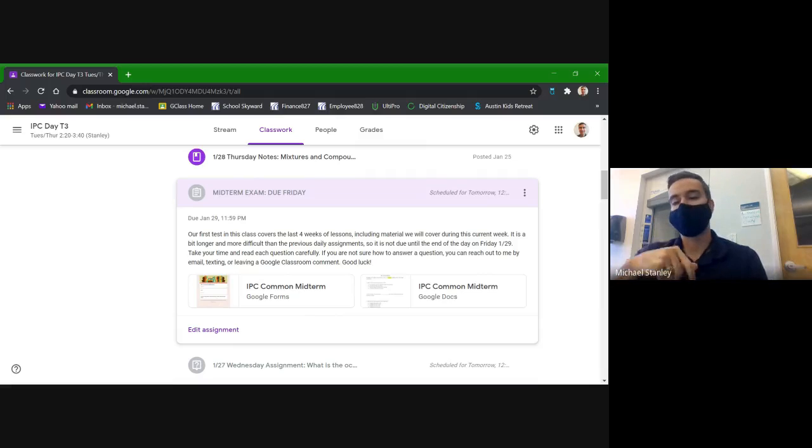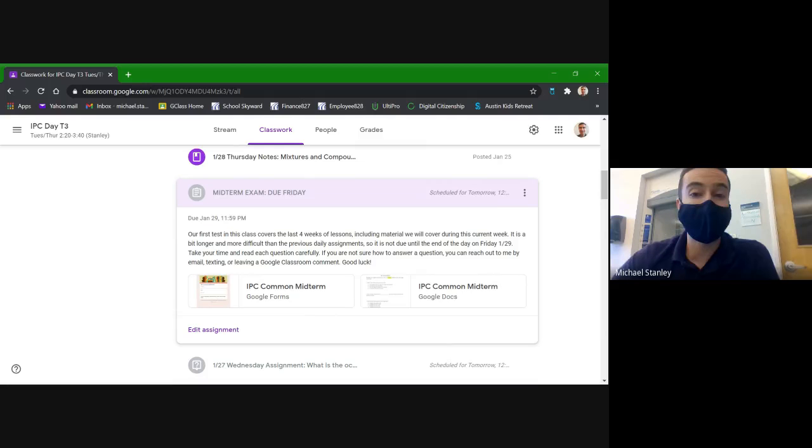The midterm covers everything that we have talked about so far in this class, from the solids and liquids and gases, to the atoms and electron shells, to even the stuff that we're going to talk about this week with the chemical bonds and the mixtures and compounds. All of that stuff will be on the exam. So even though it's posted on Wednesday, we won't actually go over some of that material together as a class until Thursday. So make sure to keep that in mind when you are working on it.